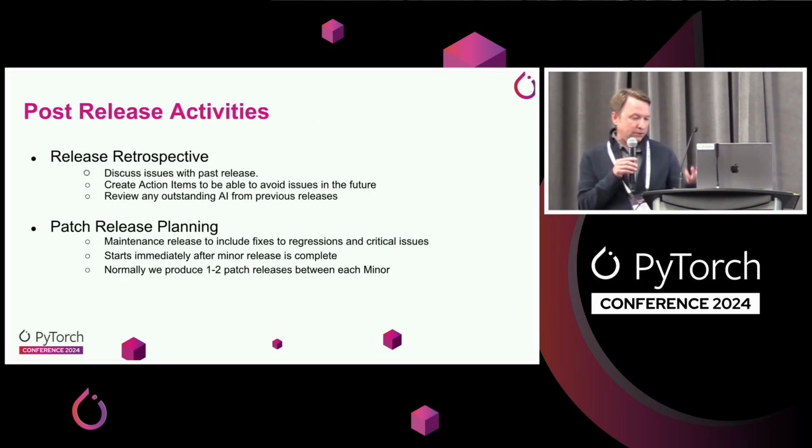So post-release, this happens right after the release is delivered. Next week, we hold the release retrospective where we discuss issues with the release, create action items for each of the issues discovered, and review any outstanding action items from previous releases. This is a process done to be able to incrementally improve the release and make sure the issues that we see in the current one we don't encounter in the next release. And we start patch release planning. It's a maintenance release. Usually we do one or two between each minor release, and it starts immediately after the release is delivered.